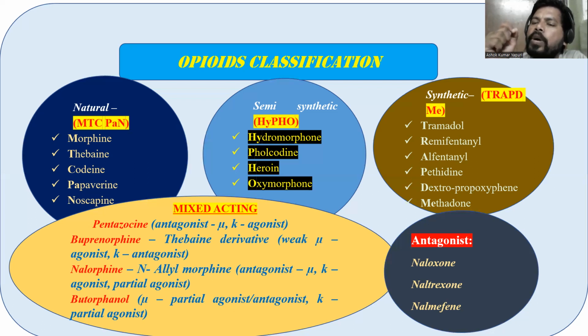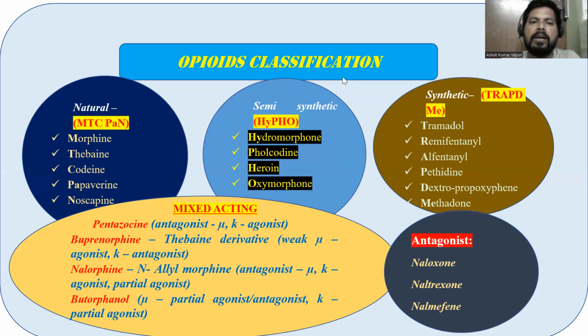Especially when opioids bind to these mu, K, delta receptors, they activate one of the G proteins, that is G alpha I. When opioids bind to these receptors, they activate the G alpha I protein, and that leads to analgesia, reducing pain.